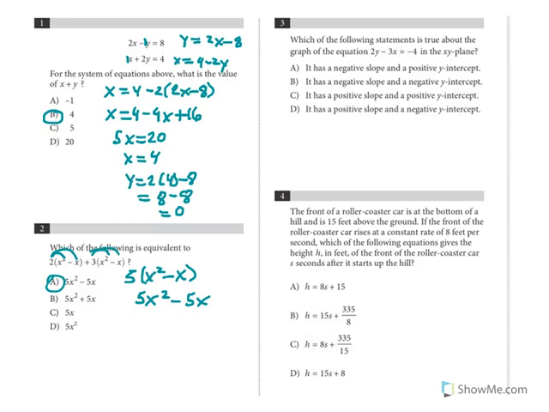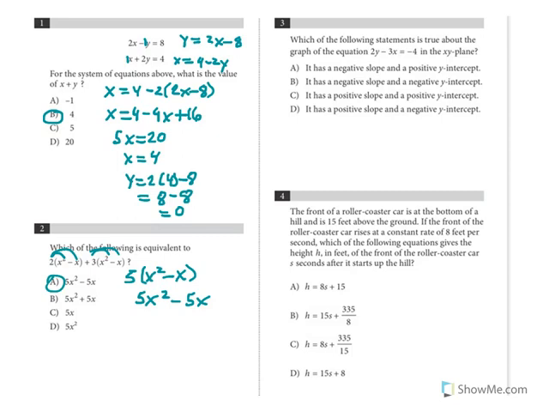Which of the following statements is true about the graph of the equation 2y minus 3x equals negative 4 in the xy plane? All right, it has a negative slope and a positive y-intercept. It has a negative slope and a negative y-intercept. It has a positive slope and a positive y-intercept. It has a positive slope and a negative y-intercept.